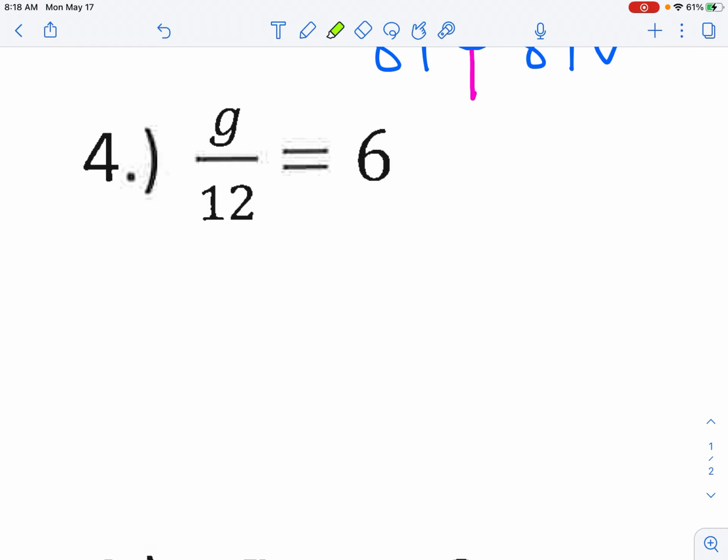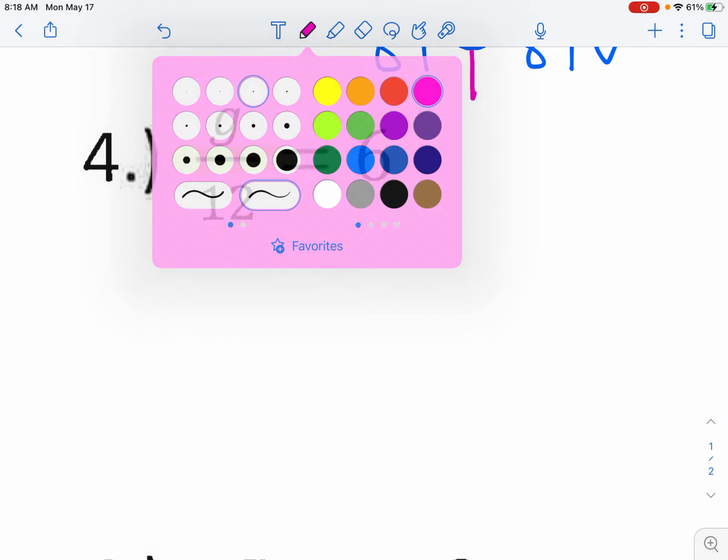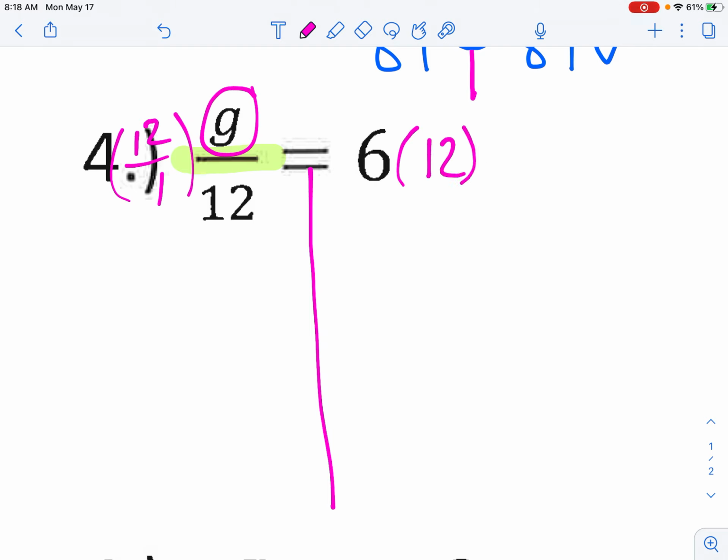All righty. Remember, a fraction bar in math means division. So this equation is asking what number divided by 12 equals 6? We're going to draw our mirror. We have to get the G all by itself. The opposite of dividing by 12 is multiplying by 12. If you multiply the left by 12, you have to multiply the right by 12.